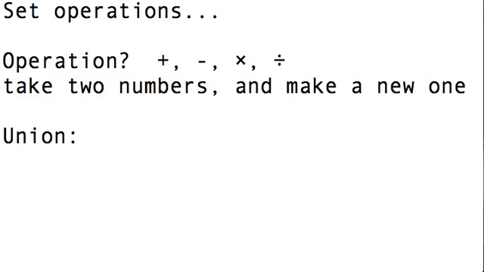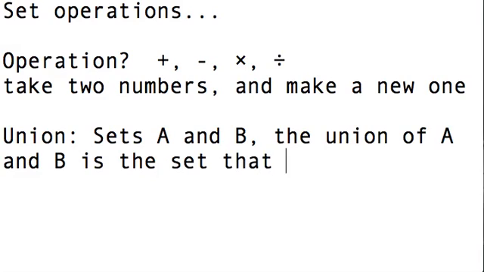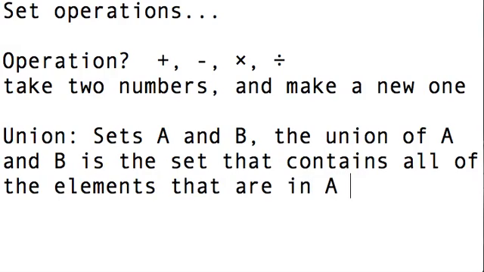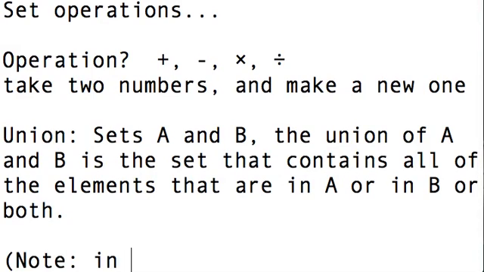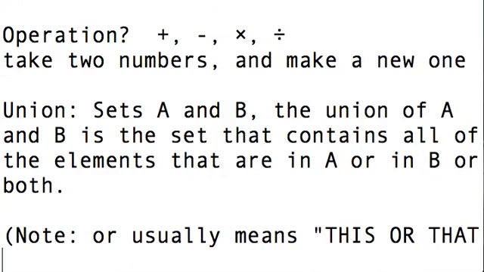And so if we have sets A and B, the union of A and B is the set that contains all of the elements that are in A or in B or both. Let me just note this: or usually means this or that.